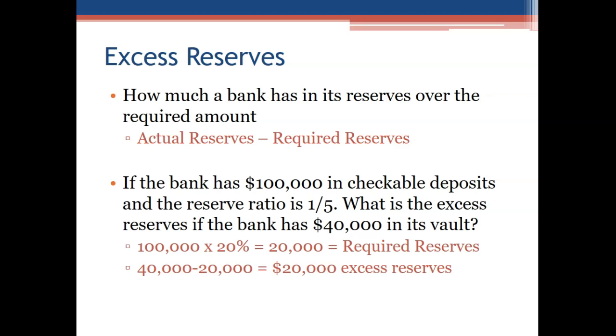So first off, how much is required to have on hand? $100,000, they have to keep 20% of that on hand, they have to keep $20,000. How much do they have? They have an actual reserve of $40,000. We got that from right here. They're supposed to keep the required reserve, $20,000, and so they have an excess reserve of $20,000.